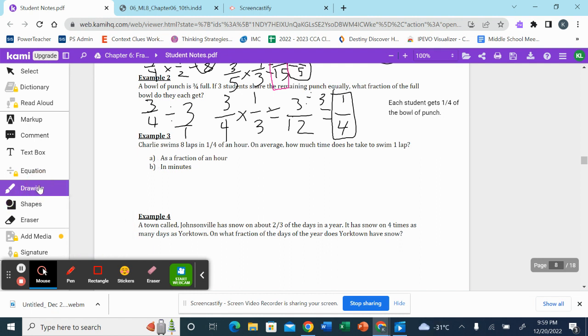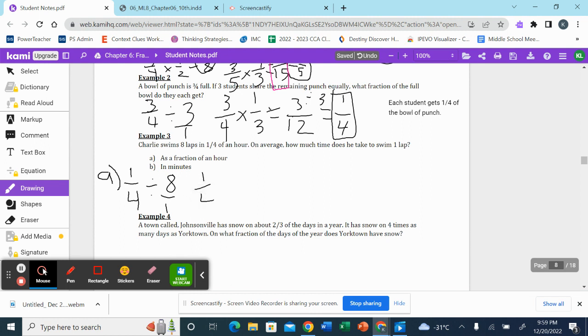First, I'm going to look at it as a fraction of an hour and then in minutes. So I'm going to start question A way over here. So we have a quarter of an hour, and he can swim 8. I want to know how long it takes for 1 lap. So 1/4 divided by 8 laps to get what it would be for 1 lap. And remembering, 8 is the same as saying 8 over 1.